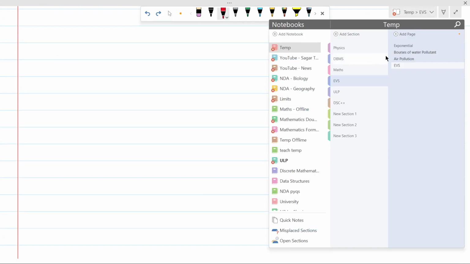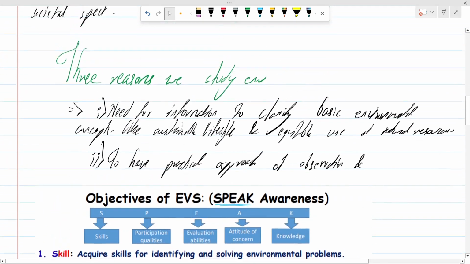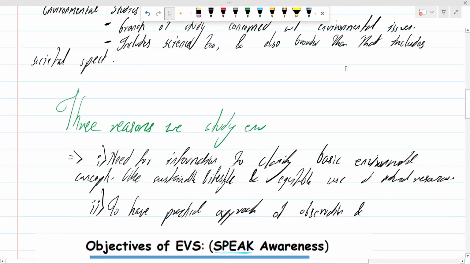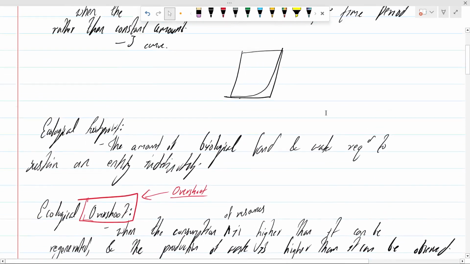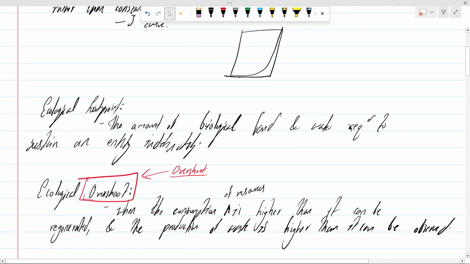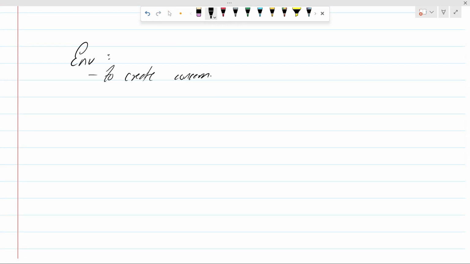Without that, you are not an EVS student, so you should know these basic things. And why do we study environmental science? I mean environmental studies. Why does the government pressure you to study environmental studies? To create concern about the environment.